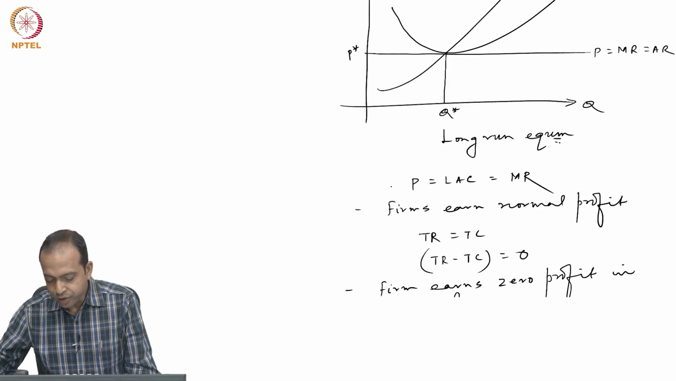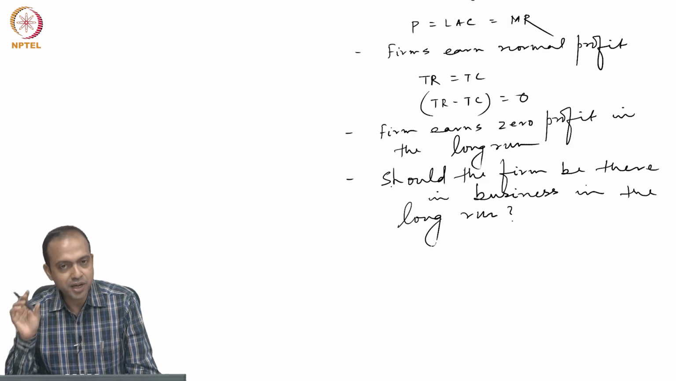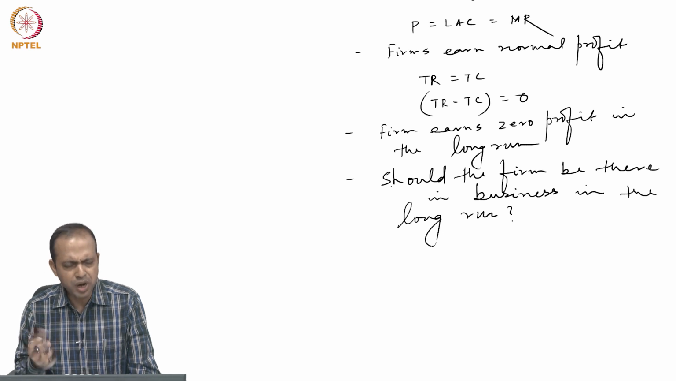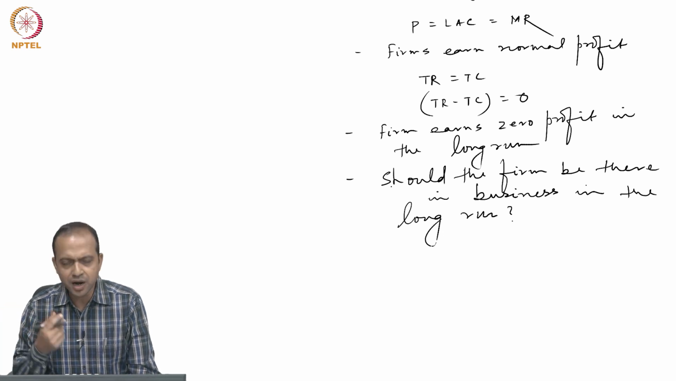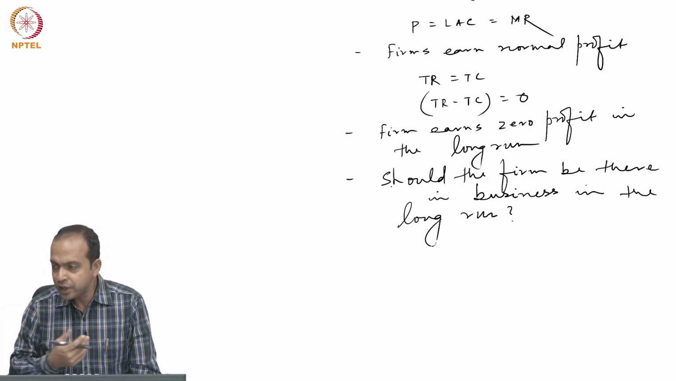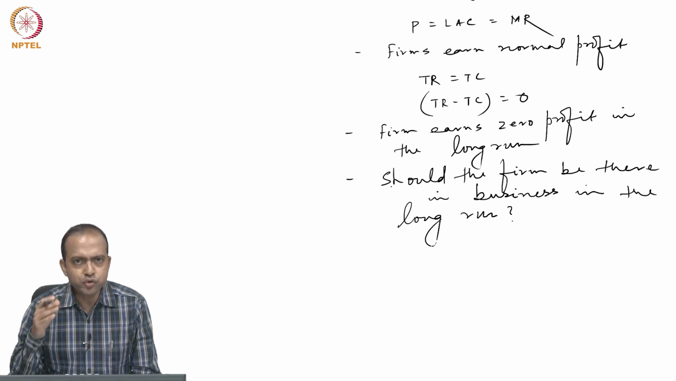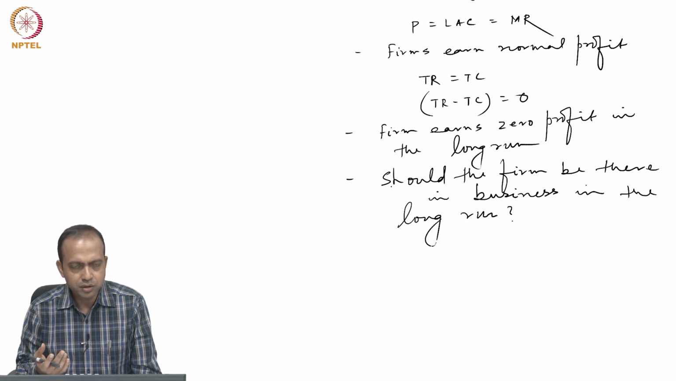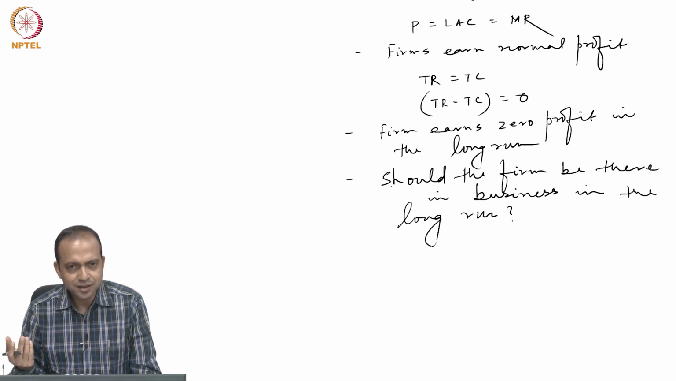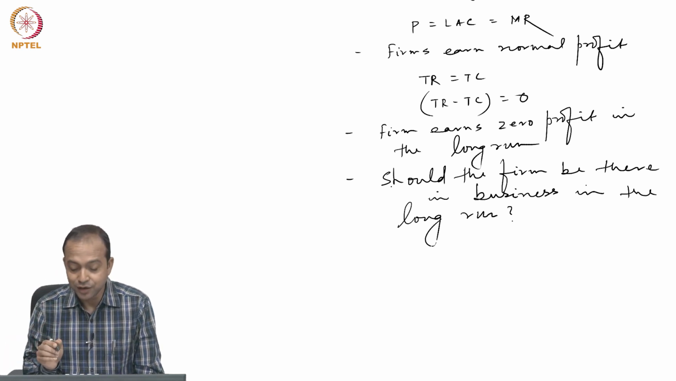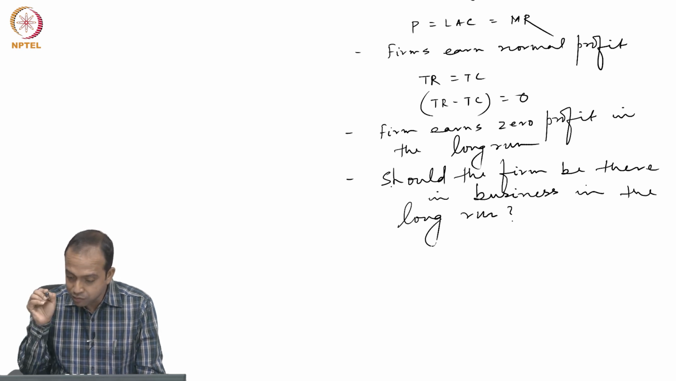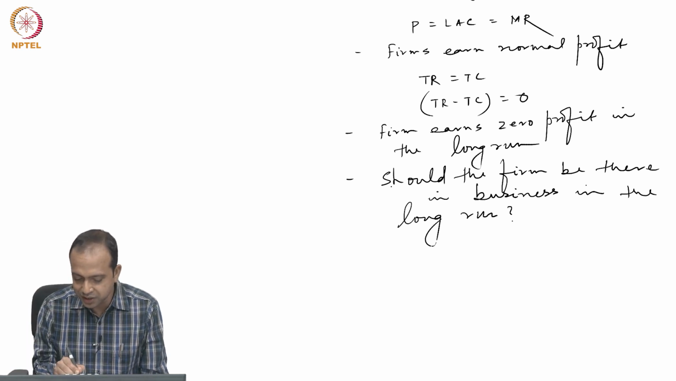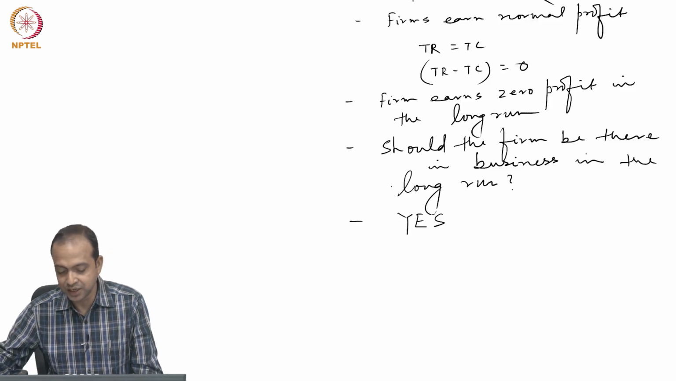Okay. When P equals to LAC is achieved, that means you are earning 0 profit. Why should the firm be there in business earning 0 profit? So, that means in the long run no firm should be there in the market and market supply should collapse to 0. Is that the case? The answer is no. That means the firm should be there in business even in the long run. The answer to this question is yes.